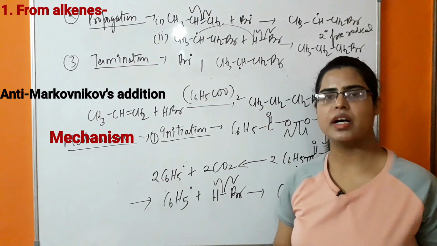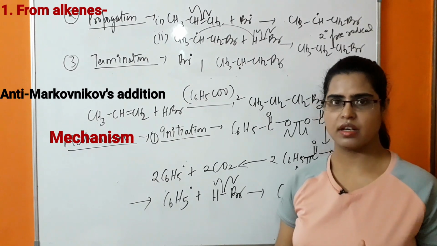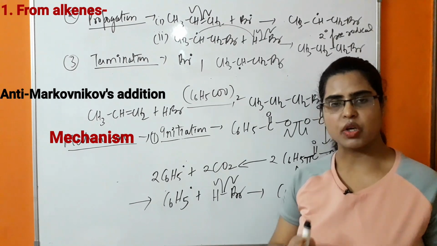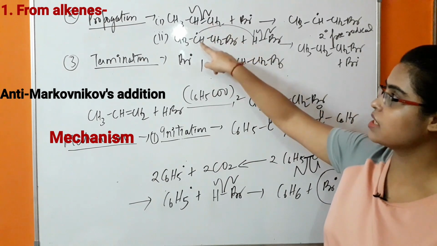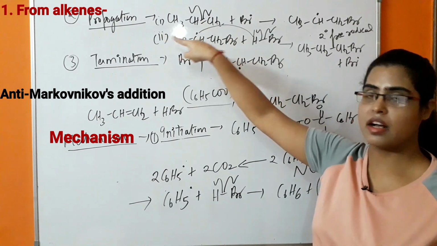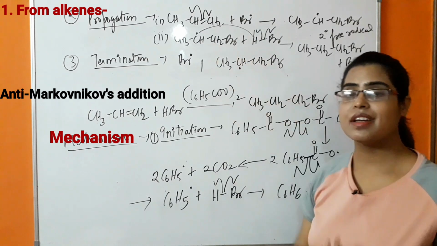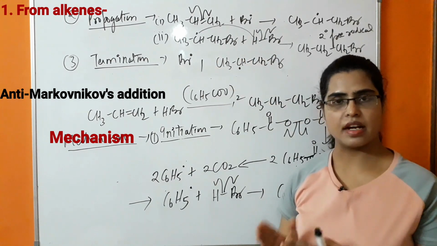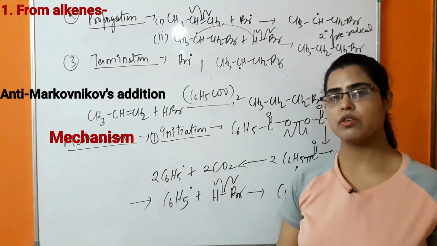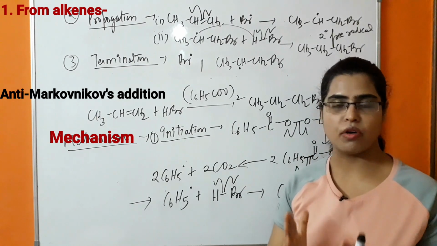In the case of anti-Markovnikov addition, this reaction only takes place in the presence of HBr. It does not take place in the presence of HCl, HF or HI. Because in the case of HBr, both the steps of propagation are exothermic. Both the steps occurring in the propagation step are exothermic in the case of HBr, whereas in the case of HCl, HI and HF, one of the steps of propagation is endothermic. Because of that, anti-Markovnikov addition is only shown in the presence of HBr.